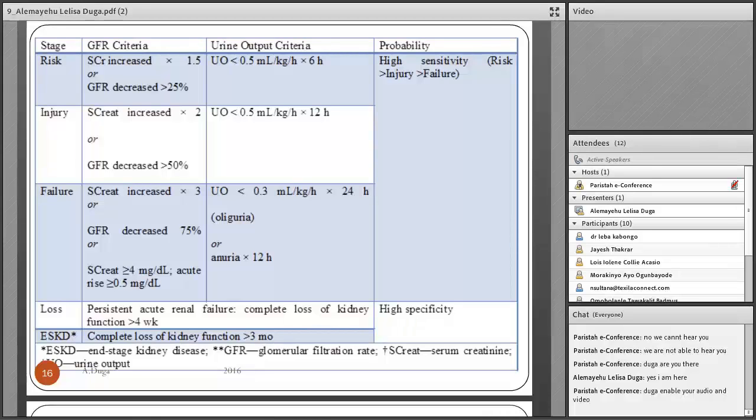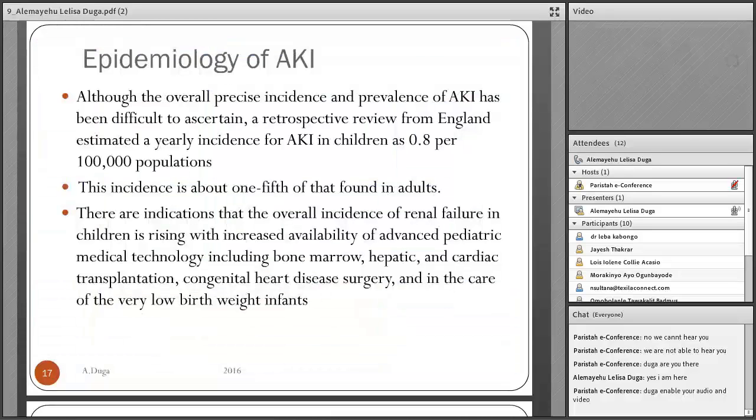The second one is injury. So serum creatinine will be increased more than 2 times, or it will be doubled. And the other one is failure. It will be increased by 3 times. And the final or last one is persistent acute kidney failure, that is complete loss of kidney function. So this is usually when it's more than 4 weeks. So this is the RIFLE classification. We've got also other ways of classification, but usually we use the RIFLE classification to classify the disease or the pathophysiology of acute kidney failure.